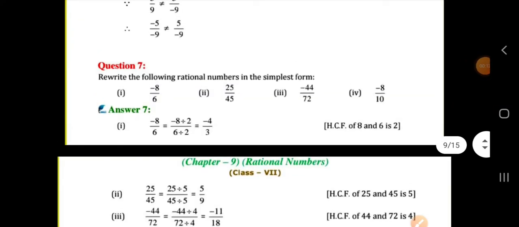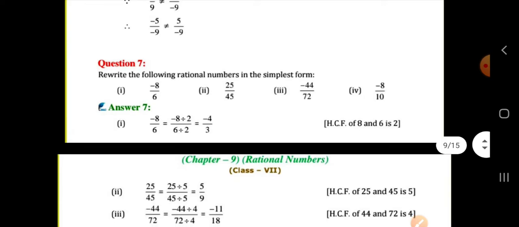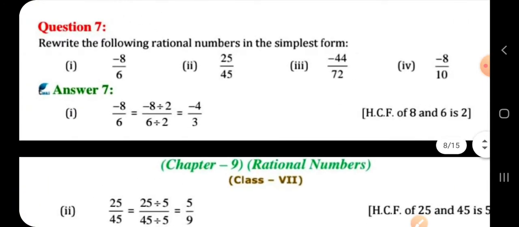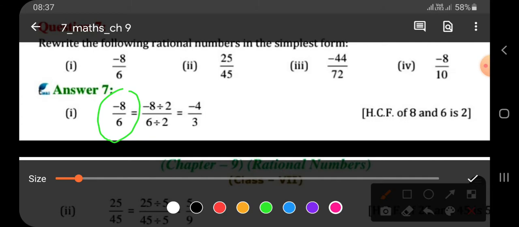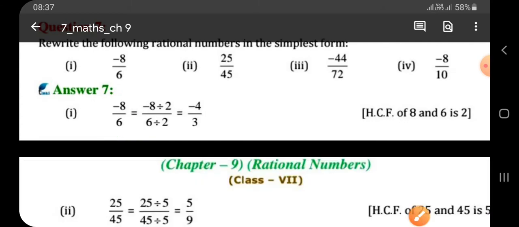In exercise 9.1, up to question number 6, we have completed. Now let's see question number 7. Rewrite the following rational numbers in the simplest form. First one, minus 8 upon 6. This is the number you have to convert into the simplest form.